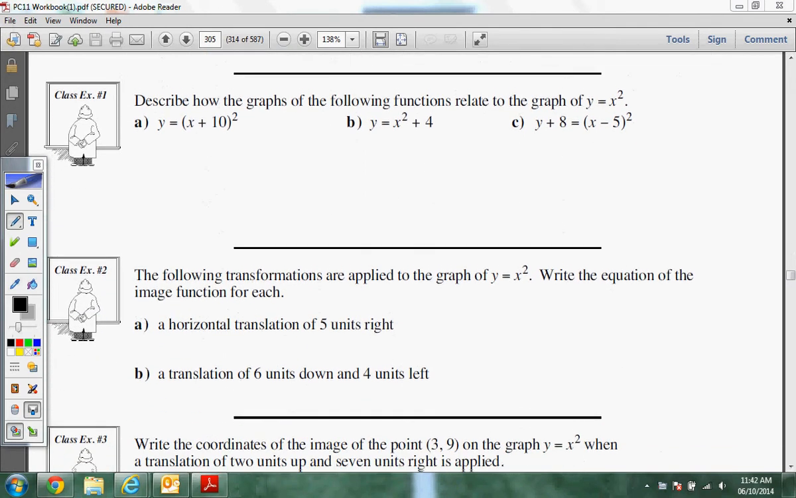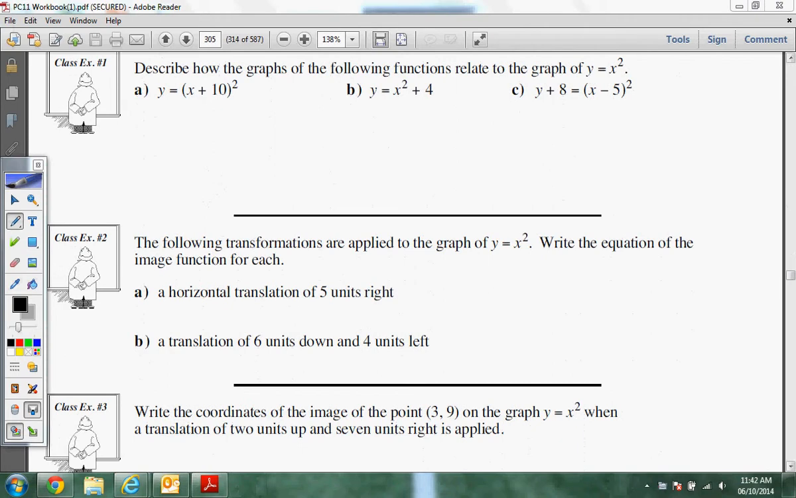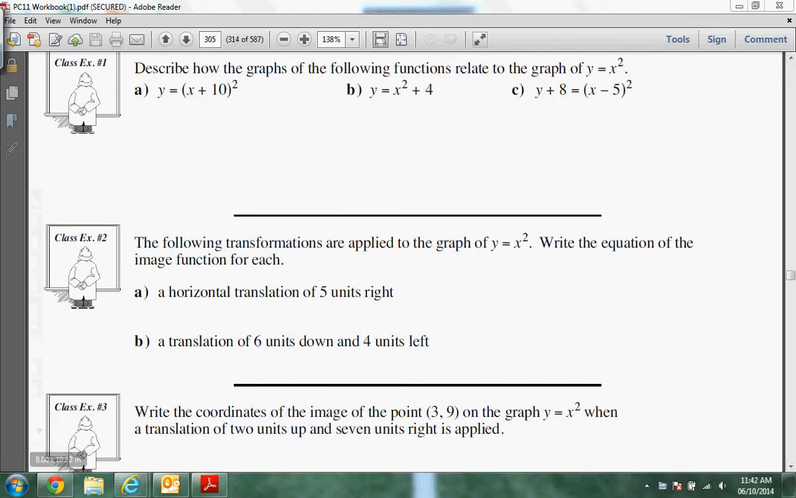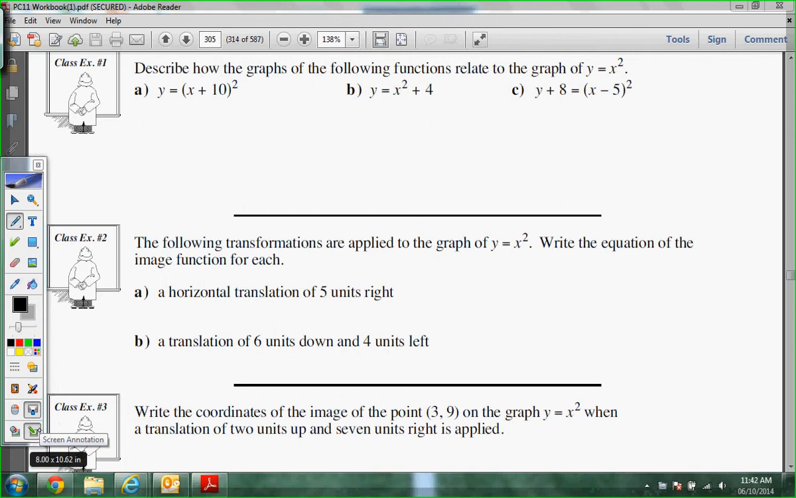Describe how the graphs of the following functions relate to the graph y equals x squared. So we're describing the movements. This first one only has a movement inside, that's a P, so plus 10 means it's going to move left 10. It's a horizontal movement. Then x squared plus 4 means I'm going to go up 4. That's my Q, so that's vertical movement.